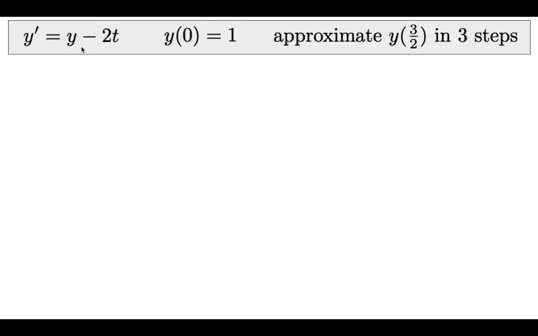So we have y' = y - 2t, y(0) = 1, and our goal is to approximate y(3/2) using 3 steps of Euler's method.